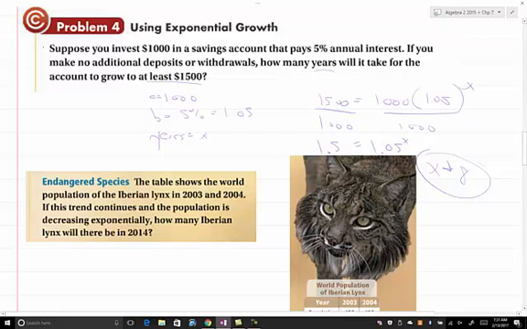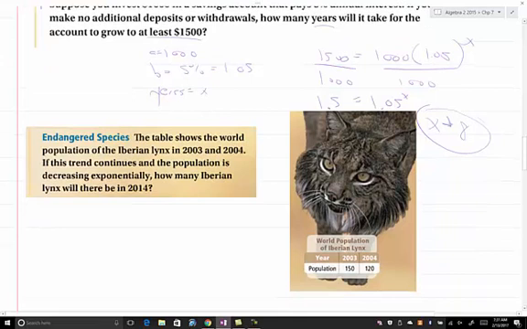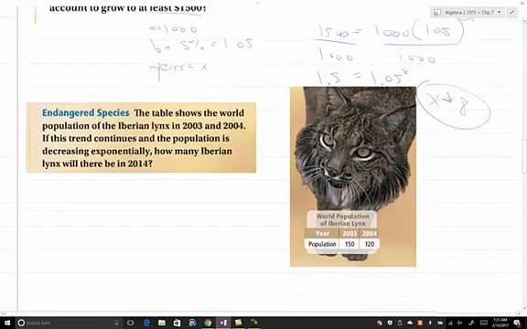We can take a look at the graph in class, or we can just continue making that table. We want to find out when it's going to be at least $1,500. Okay, so that's the application.